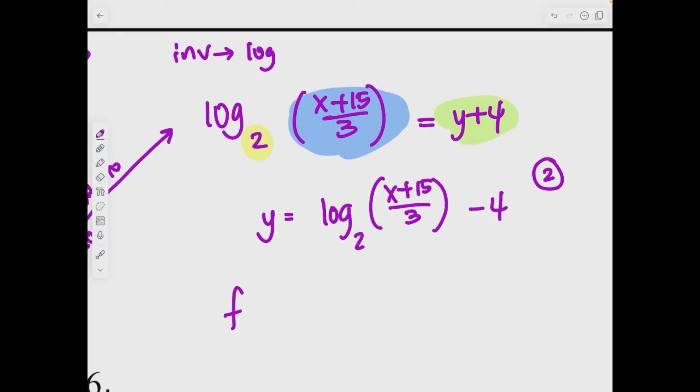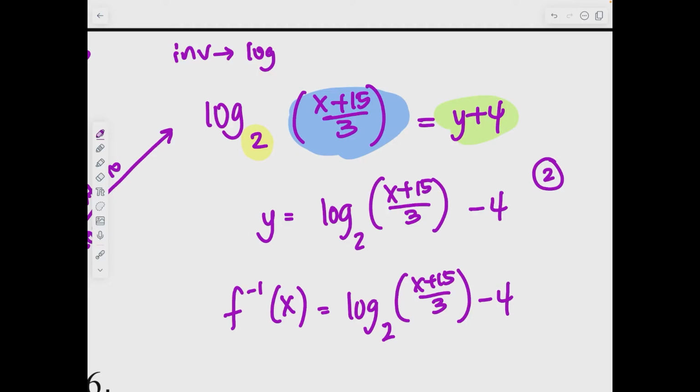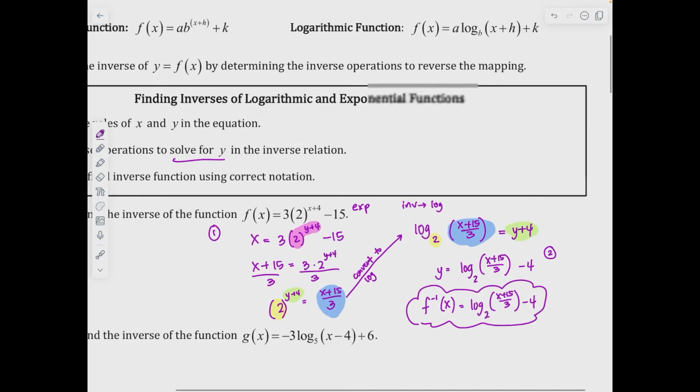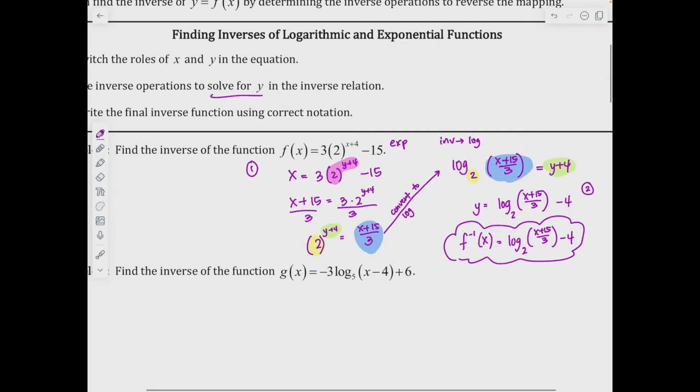Now the last thing I'm going to do is rewrite it using the correct notation. So the inverse function, f inverse of x, is log base 2 of x plus 15 over 3, minus 4. And this would be my answer. This is the inverse function. What you'll notice here is that I had to switch x and y, I had to isolate the base of the exponent, I had to convert it into its logarithmic form, and then I could get the y value by itself.